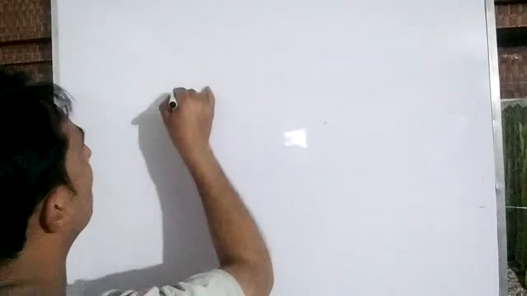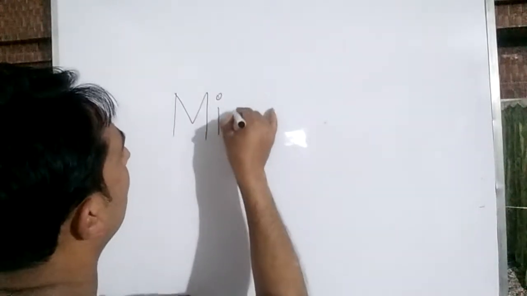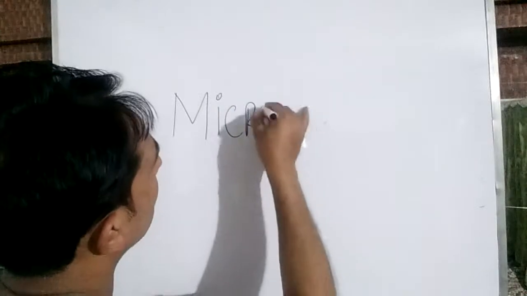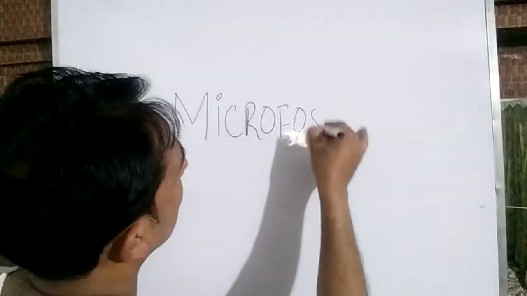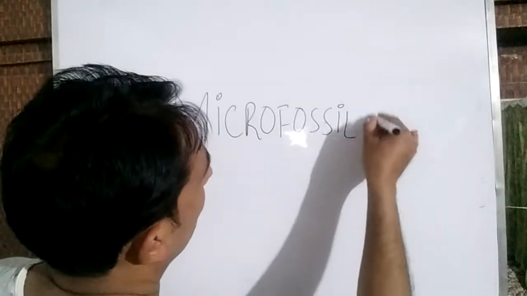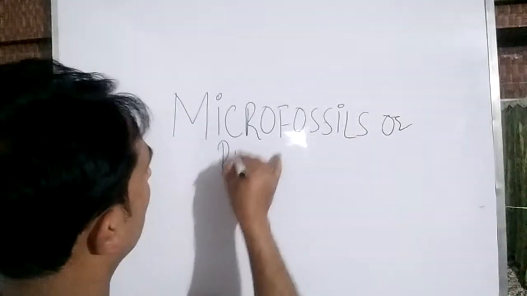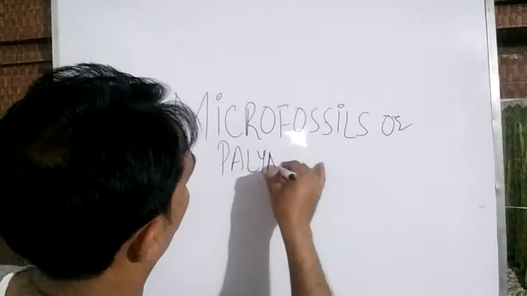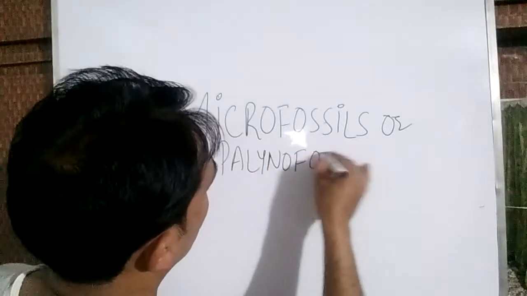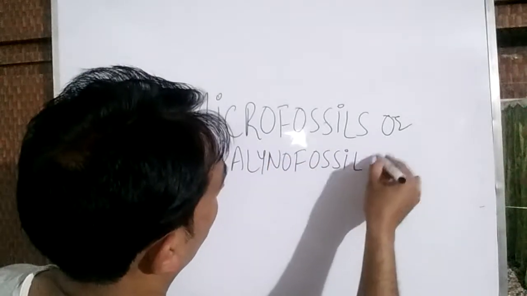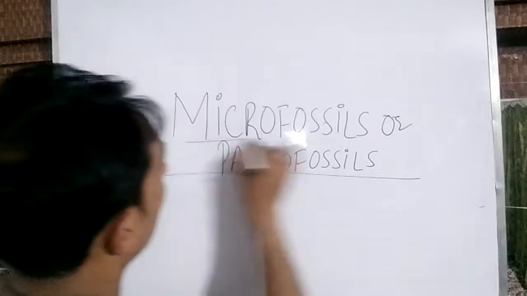The second type of fossils we will deal with in this lecture are the microfossils, which you also call palynofossils. So these are the second type of fossils I am targeting here.